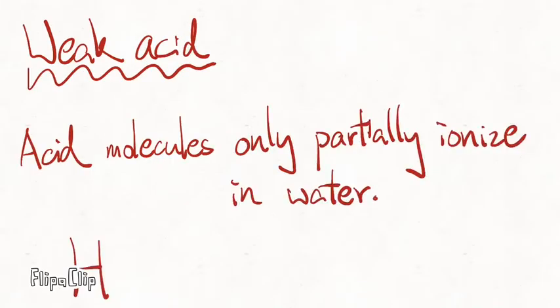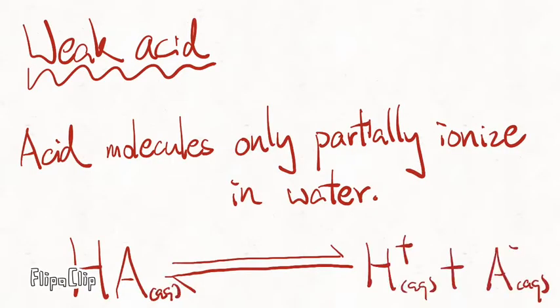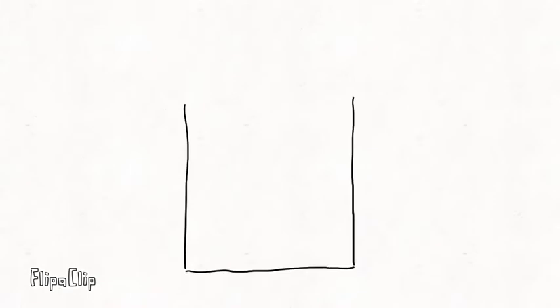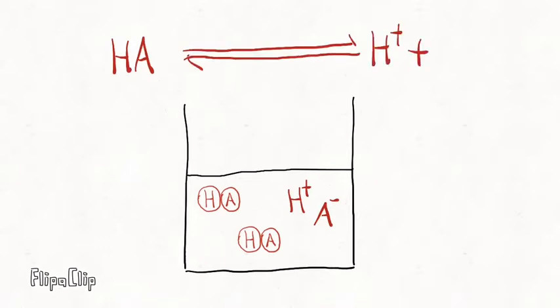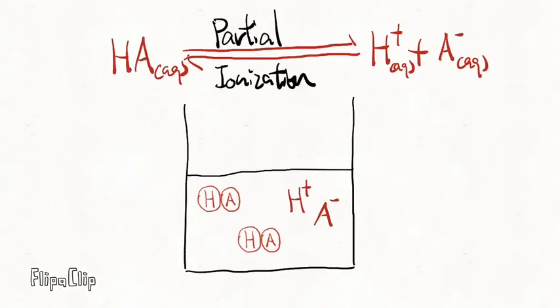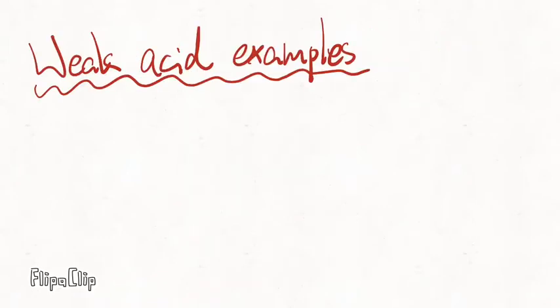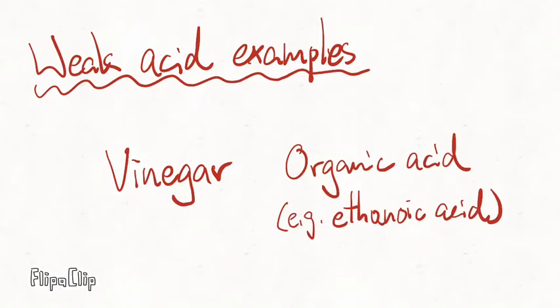On the contrary, weak acid describes an acid which only partially ionizes in water. That means not all the acid molecules can ionize to form ions, and there are molecules dissolving in water which do not ionize. The common weak acid examples are vinegar and organic acid.